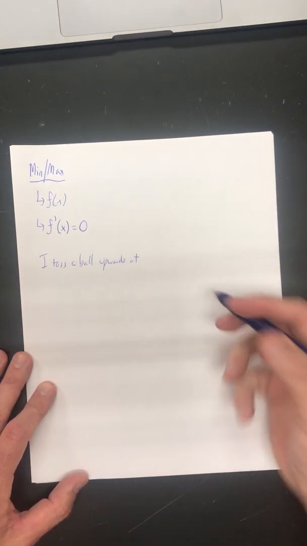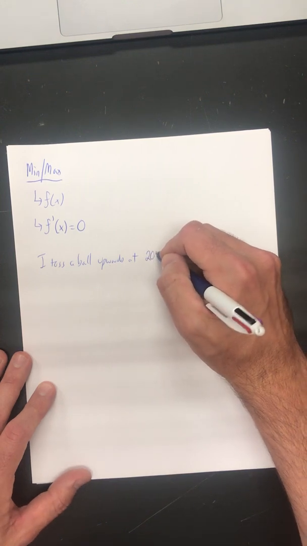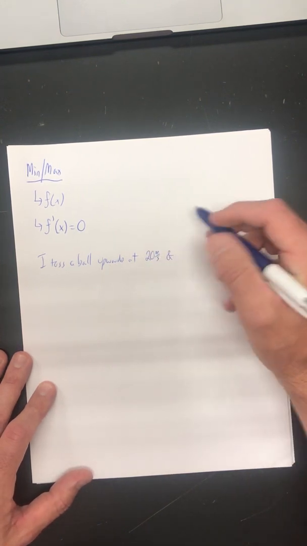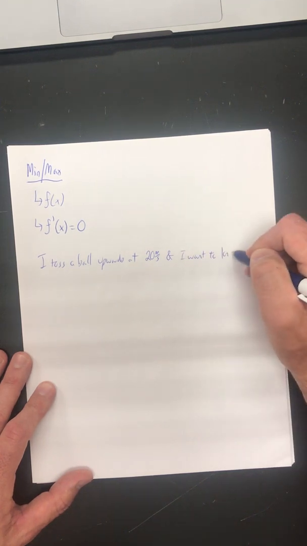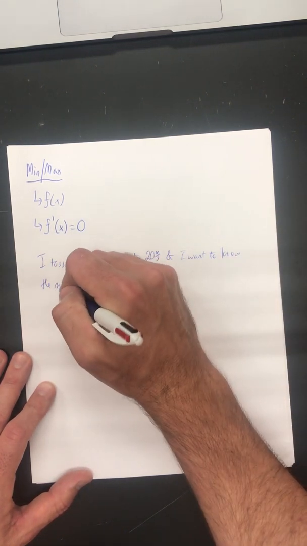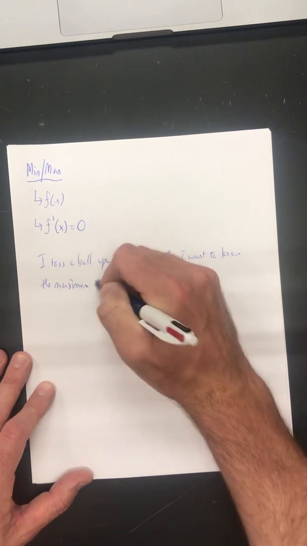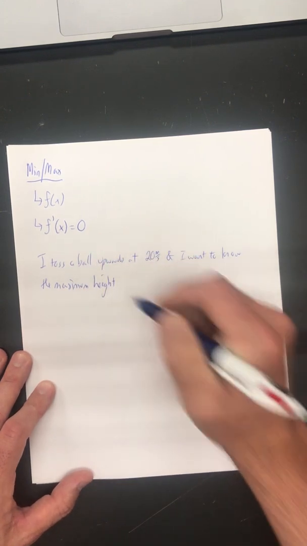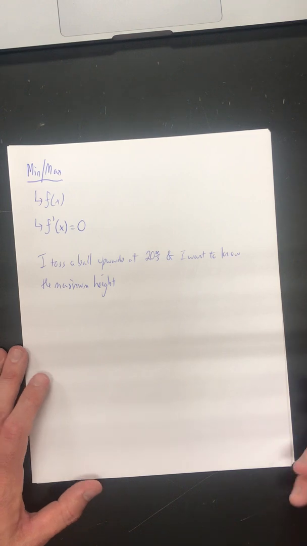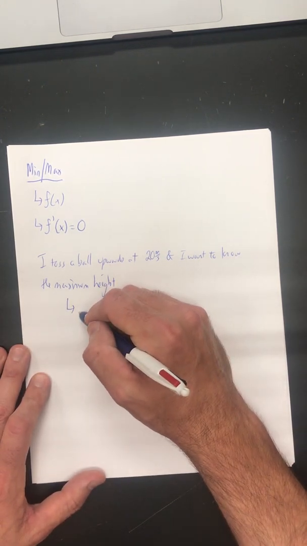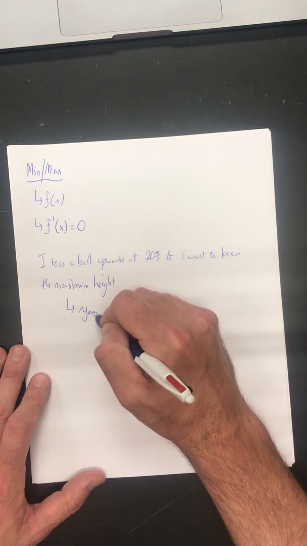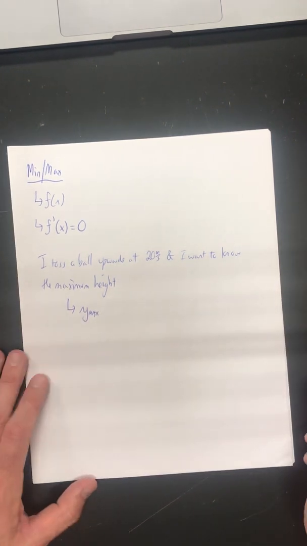Let's say I toss a ball upwards at, I don't know, 20 meters per second, and I want to know the maximum height. Okay, so let's rely on your knowledge from last year to set up a function. So what I want to know here is a y max. But what function can I set up here?